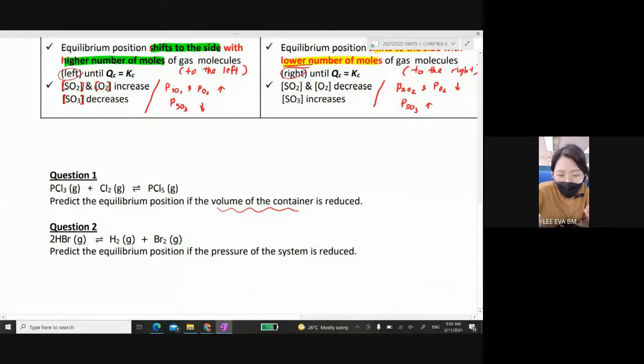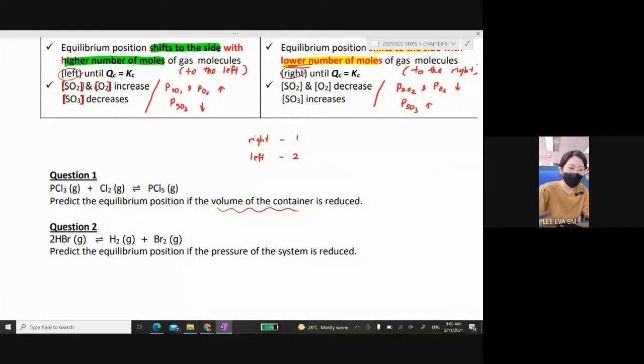Jadi tengoklah, you typing dekat ruangan in-call message. Siapa yang rasa to the right, you type 1. Anyone think is towards the left, you type 2. Let me see. Towards the right, majority say that. Okay, very well done.